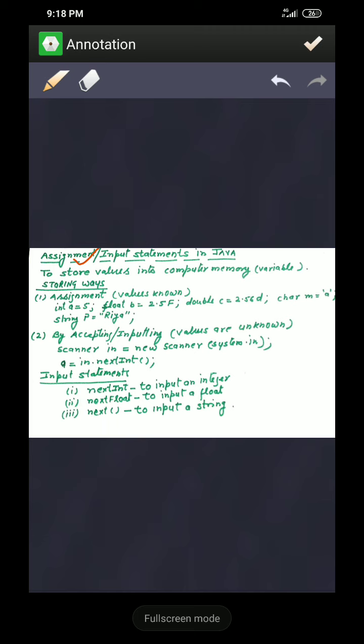In the same way here in the computer, suppose the computer wants to store any value into the memory, that is known as an assignment or input statement.